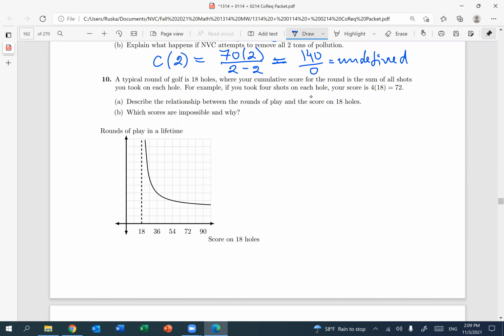So the more rounds you play, the lower your score. Yeah, looks like that. Pretty much, the graph is going close to 18. That's your vertical asymptote, and the score is going to infinity pretty much. Okay, that's right.